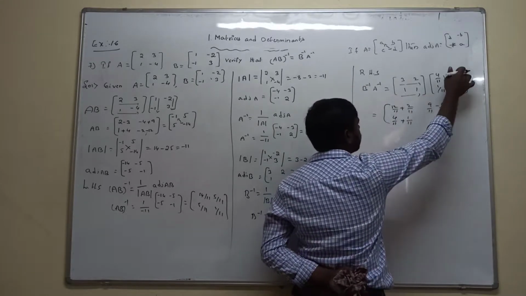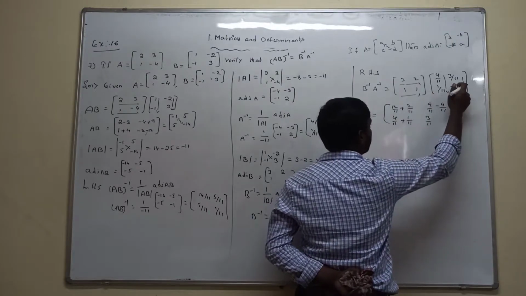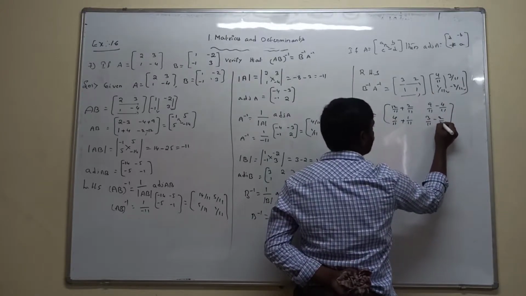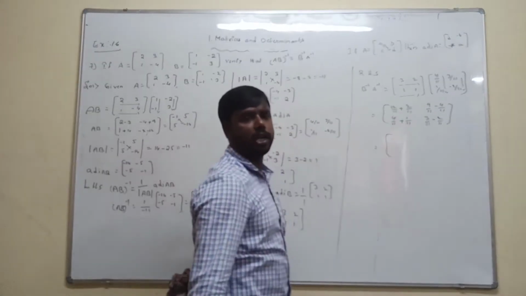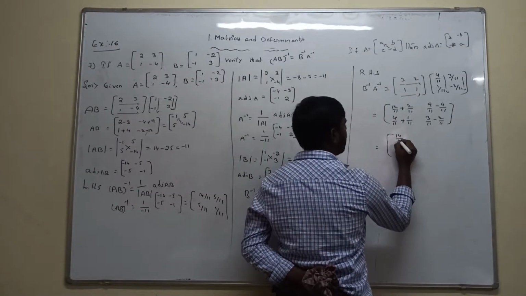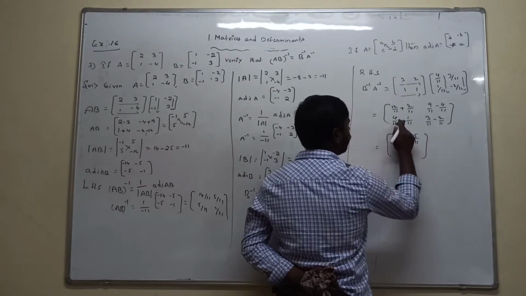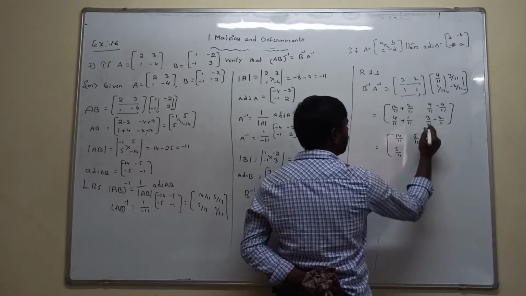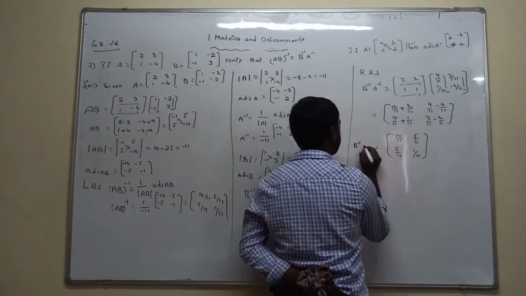Next product is second row and second column. 1 into 3 by 11 is 3 by 11. 1 into minus 2 by 11 is minus 2 by 11. Simplify this one. When the LCM is the same, add the numerator elements. 12 plus 2 is 14, the LCM value is 11. 9 minus 4 is 5 by 11. 4 plus 1 is 5 by 11. 3 minus 2 is 1 by 11. This is the RHS, B inverse into A inverse.